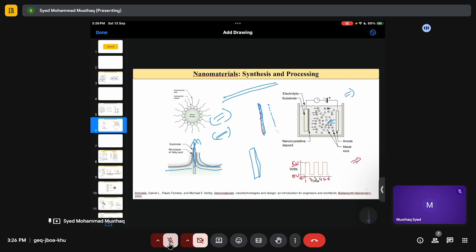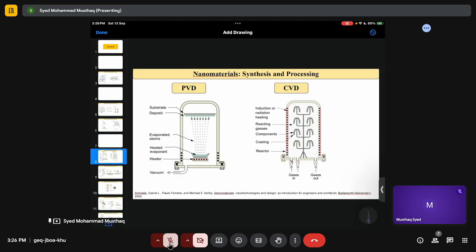And because we are not supplying the voltage continuously, if you supply voltage continuously, then some of them may grow, some of them may not. But if you do the pulsating, every time we are giving the same chance for every particle to grow, so that's why you will have a more uniform way of growing. So that's all about electrodeposition. And then moving on to PVD.